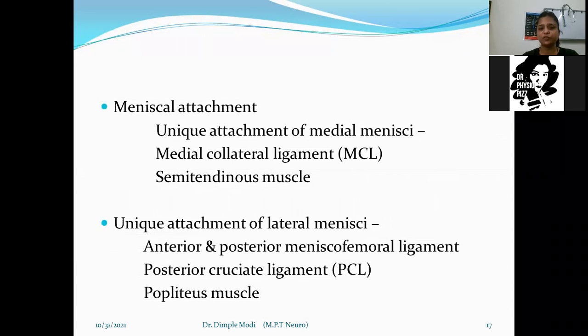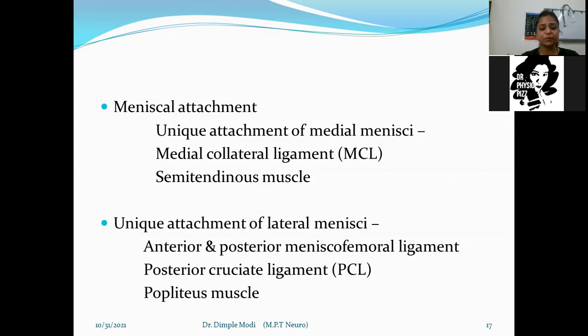Unique attachments of the medial meniscus are the medial collateral ligament and the semitendinosus muscle, while on the lateral side, the anterior and posterior meniscofemoral ligament, posterior cruciate ligament, and the popliteus muscle. The capsular thickening referred to as the deep portion is the medial collateral ligament, which restricts the motion of the medial meniscus.